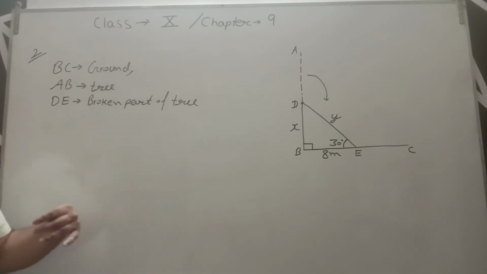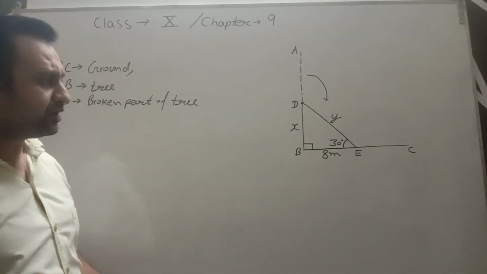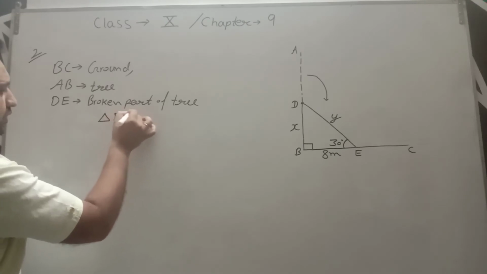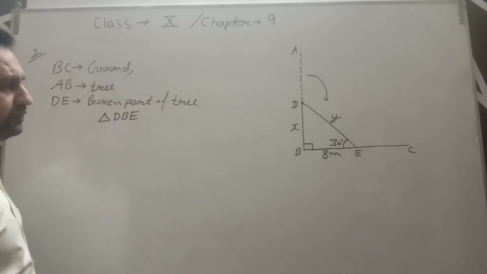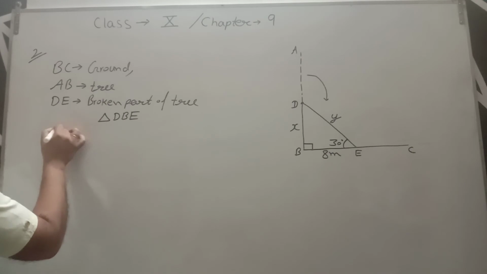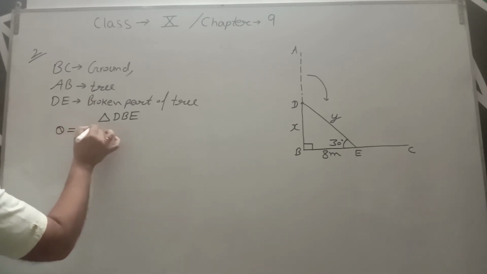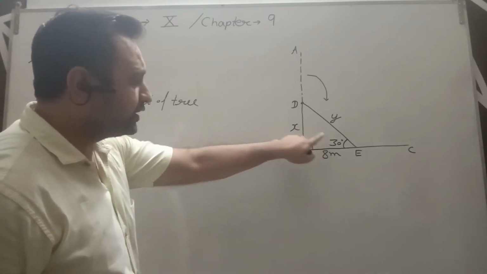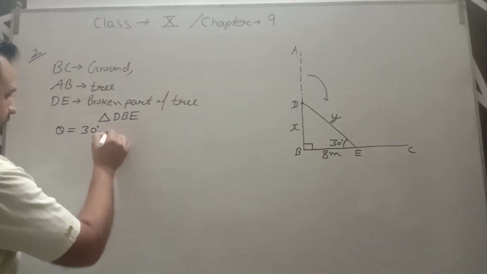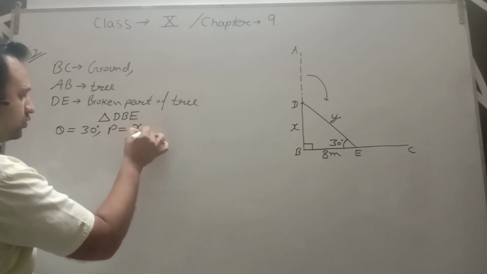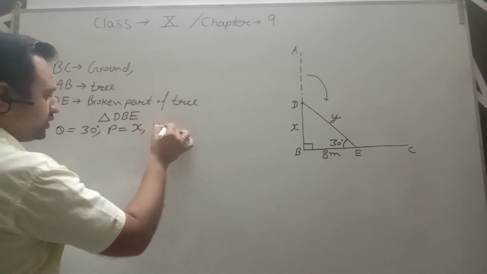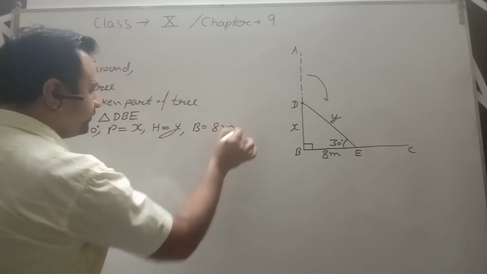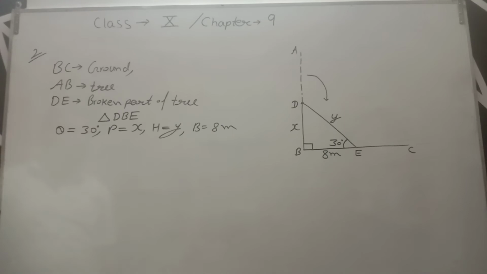You always have to consider a right-angled triangle in these figures. So in triangle DBE, theta is equal to 30 degree. According to this angle, we can say that the perpendicular is equal to x, the hypotenuse is y, and the base is 8 meter. So firstly we find out x.